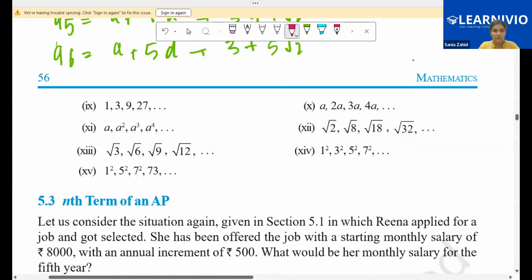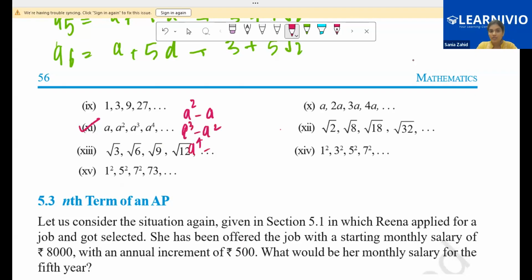Next, you can do this question. You can do a square, a cube, a to the power 4. Now, this might seem to you like an AP, but actually it's not an AP. Why is it not an AP? See, can you subtract a square minus a? No. Why? Because these are unlike terms. Whenever the power is different, you cannot subtract them. Similarly, you cannot subtract a cube minus a square, you cannot subtract a to the power 4 minus a cube, and so on.